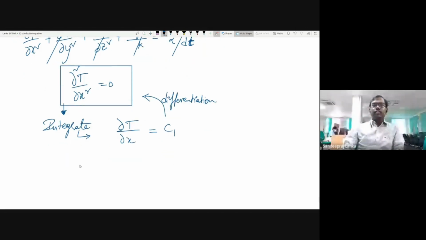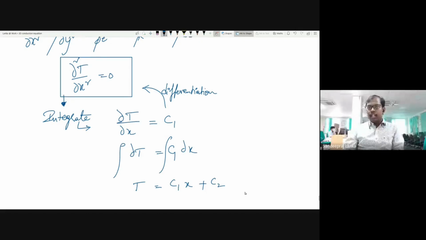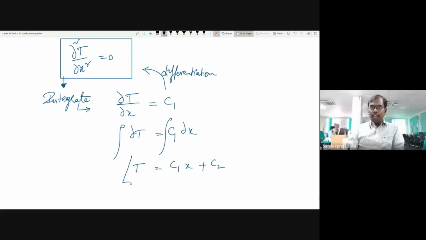Now, this is the equation that you have here. I want to integrate it further. When I integrate it, I have to take it as variable separable: dou T is equal to C1 into dou x. If I do integration now, integral dT is T, and integral dx is x, so what I get is C1x. Since I'm not taking limits, I have to put one more constant here, plus C2. So this will be your general solution.